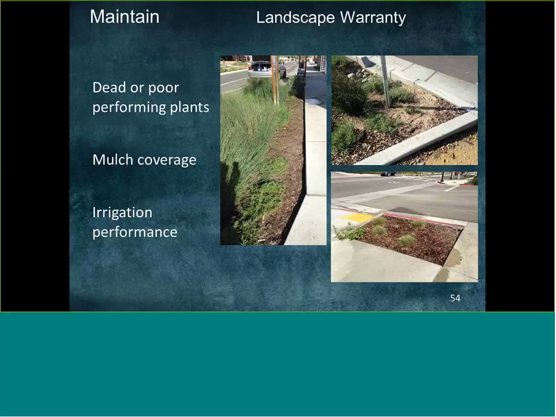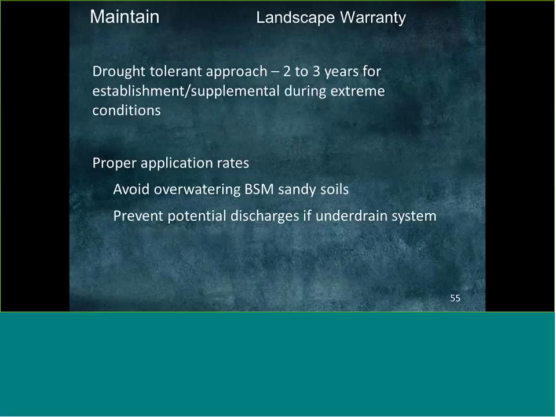That way you're filling in missing plants. If the mulch coverage is not complete, if the irrigation's not working, you can catch these things during that 1-year warranty and have them repaired. So the client gets a perfect project when they hand it over.